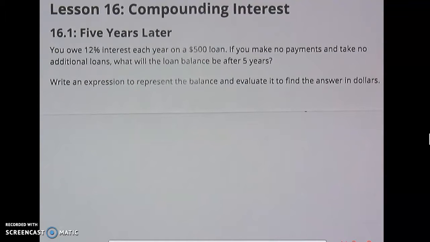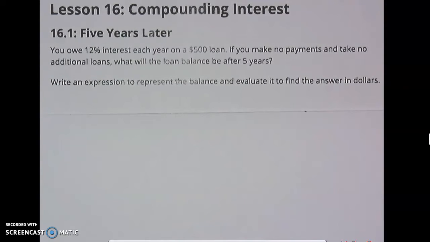Today we're going to be talking about compounding interest. So the first thing we're going to talk about is this question. It says you owe 12% interest each year on a $500 loan. If you make no payments and take no additional loans, what will the loan balance be after 5 years? And we're going to write an expression to represent the balance and evaluate it to find the answer in dollars.